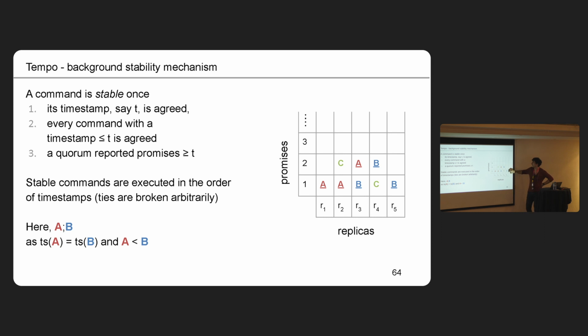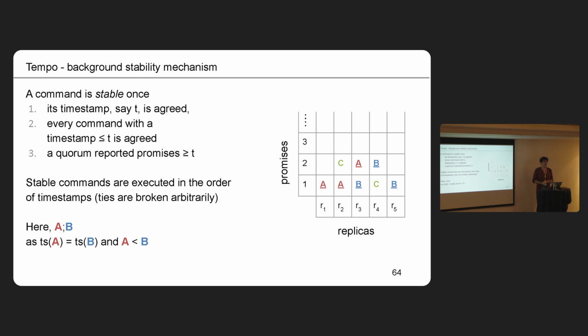So for instance, if I am here at R4, the command is not stable due to the second item because I don't have an agreement on the timestamp of C, okay? It's not known for the moment. That is because just two nodes have been contacted so far, so I'm not aware of what is the agreed command, the agreed timestamp, okay? So I need to wait.